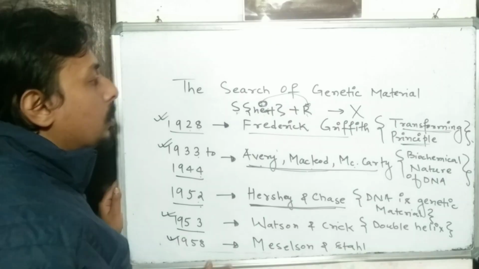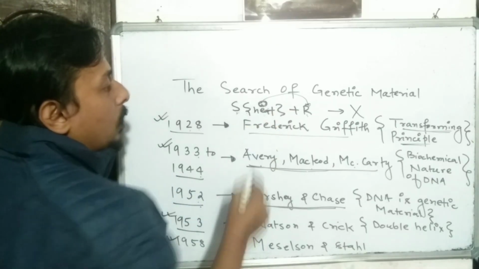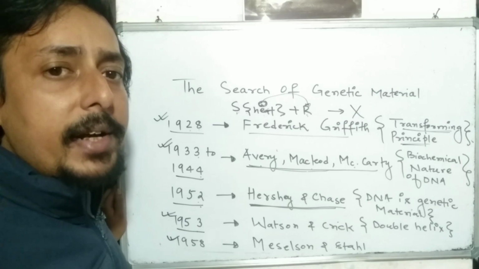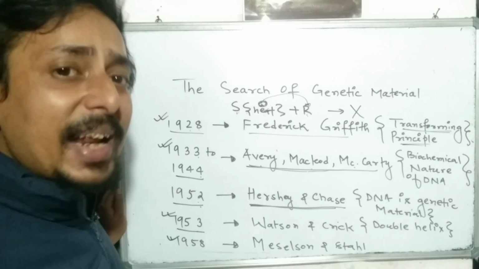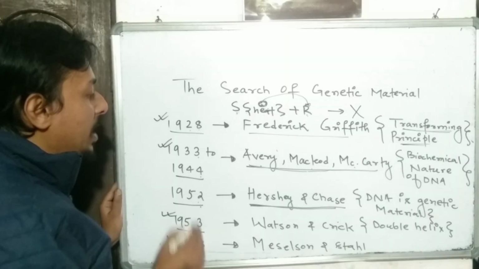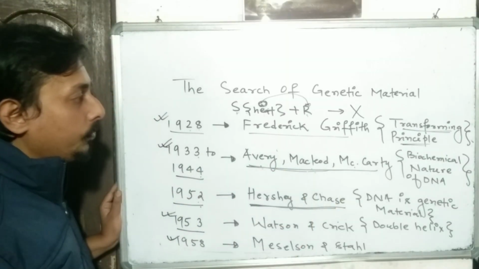Now people wanted to know what was the nature of this genetic material. Was it a protein? Was it some kind of carbohydrate? Was it, you may say, DNA? Was it RNA? What was it? Now here comes the experiment of Avery, McLeod and McCarty.